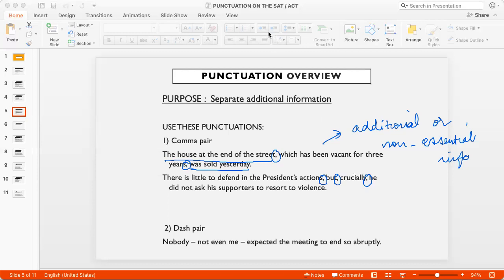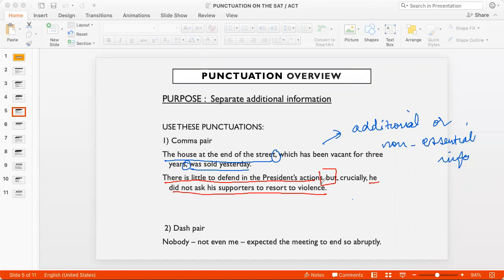Understand the context here. This comma is for but, right? Let me make that a little more clear. So I'm going to change the color and explain this. Yeah, this comma is for but. They go together. This comma and but, because that's like just comma plus fanboys. Because I have two independent clauses here. The first clause is there is little to defend in the president's actions. The second clause is he did not ask his supporters to resort to violence. And they are contrasting views, right?